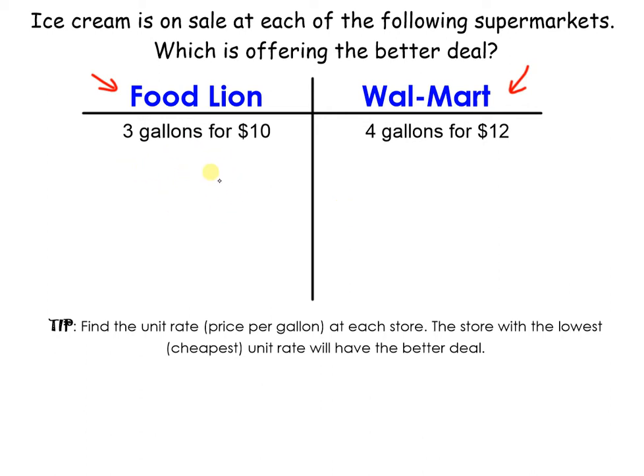So all I have to do is find the unit rate of each one to see which one I'm going to pay less money per gallon. So at Food Lion, remember it's price over quantity. So I have $10 over 3 gallons. At Walmart, I have $12 over 4 gallons. Put both of those into your calculator and come up with a unit price.